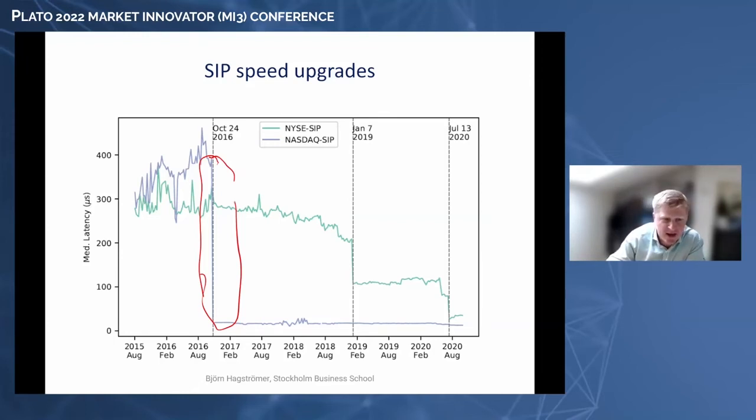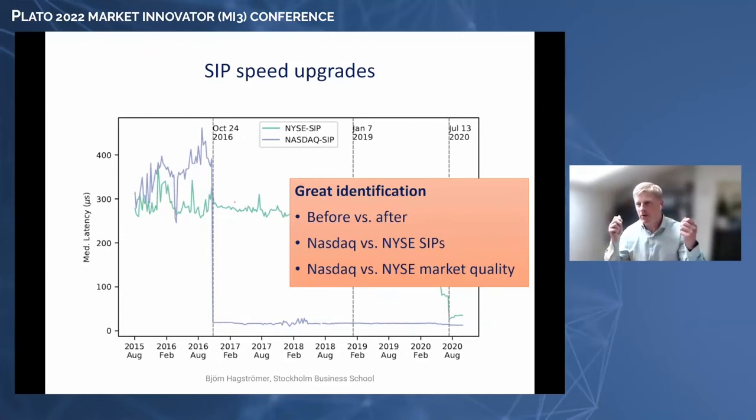I think the identification here is really great. So Shihao is comparing the market quality before that speed upgrade to after, of course. Then he can also compare the effect of the NASDAQ stocks that are subject to this upgrade to the NYSE listed stocks that are not affected. And then, as a third difference, he can compare the market quality at NASDAQ for these NASDAQ stocks to the market quality of the NASDAQ stocks when they are trading at NYSE. So that's a triple diff in diff that makes for great identification. So I think we can really trust the results coming out of this exercise.